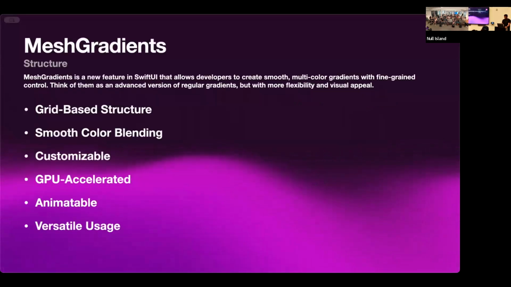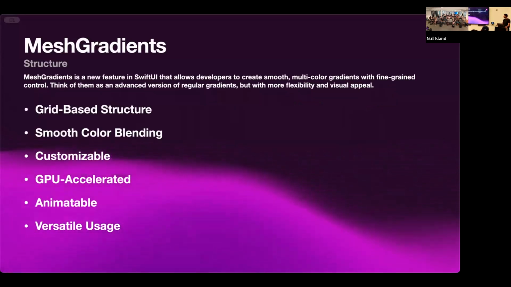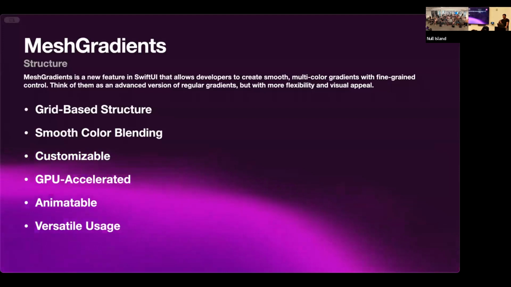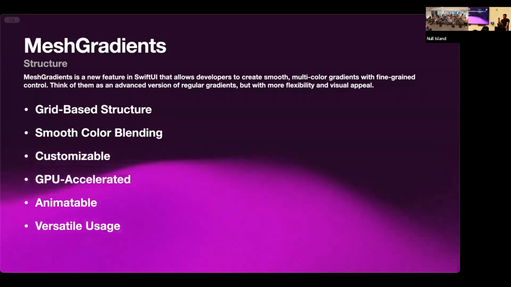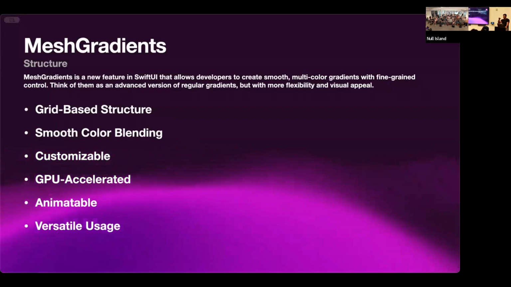So yeah, MeshGradients are a new feature in SwiftUI that lets developers create smooth multicolor gradients with fine-grained control. It's an advanced version of gradients that has much more flexibility and visual appeal. The basic layout and how you manipulate the mesh gradient is you have a two-dimensional grid, and think of each cell containing a specific color and a certain position. If you mess with the colors and the positions, you actually get a mesh gradient.